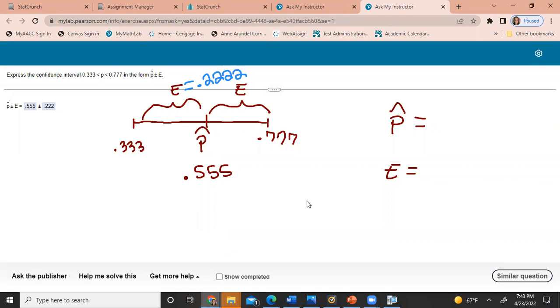Hopefully that makes sense to you. Again, that was 9.1, number 13. When they give you the confidence interval and they're asking this question, it's really just asking you to rewrite it a different way. And we can do that.